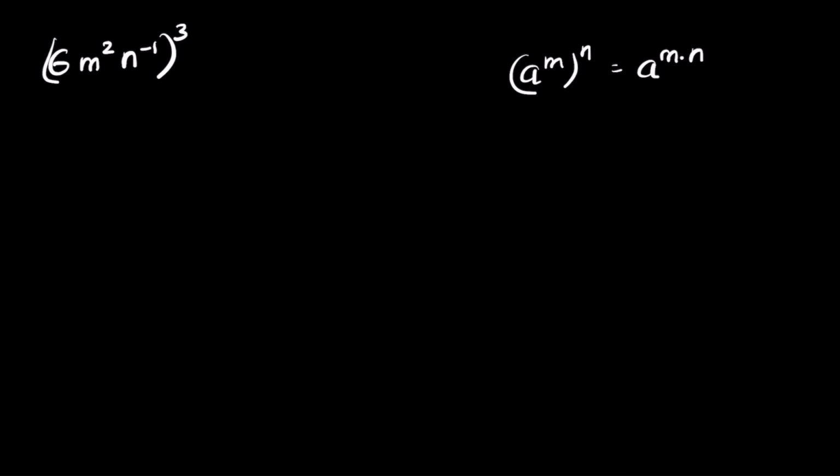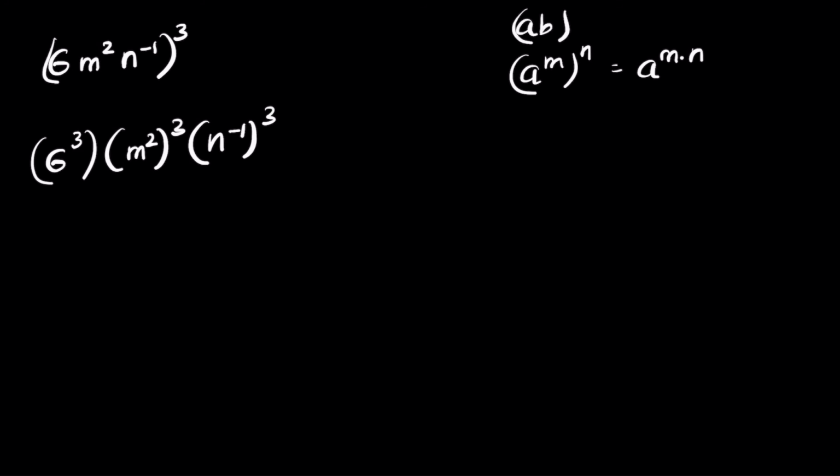So let's say I have 6m square n to the power of negative 1, whole to the power of 3. The first rule to be used is a to the power m whole to the power n becomes a to the power m times n. So it becomes 6 to the power 1 times 3, which is 3, into m square whole cube into n to the power negative 1 whole cube. Notice that the first rule we used here is ab whole to the power n becomes a to the power n into b to the power n.